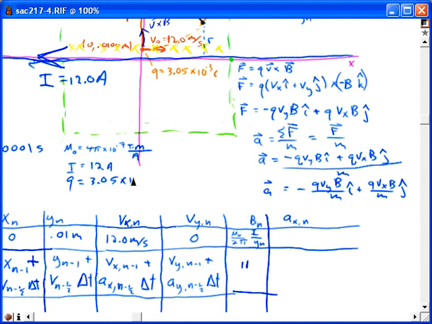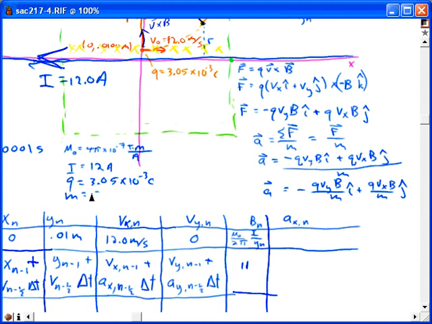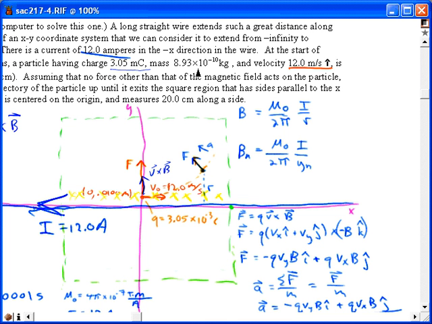So I'm going to need the charge, 3.05 times 10 to the minus 3 coulombs, and I'm going to need the mass, 8.93 times 10 to the minus 10 kilograms. Check that again. 10 to the minus 10. Right there. Alrighty.